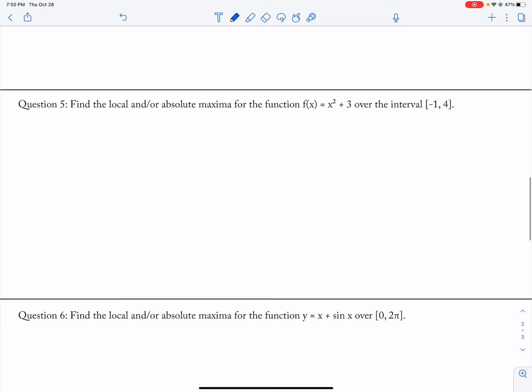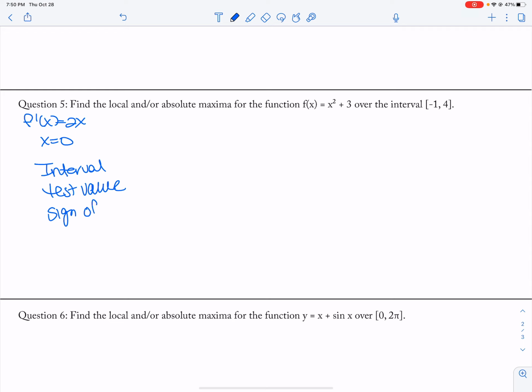Okay, so now let's take a look at this. So I want local and absolute. So I do still have to do a chart. So f prime of x is equal to 2x. So x is equal to 0. And then I want to do a chart. So interval, test value, sign of f prime of x, and conclusion.